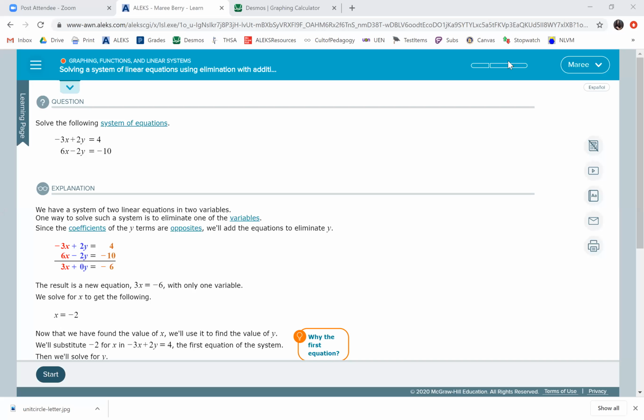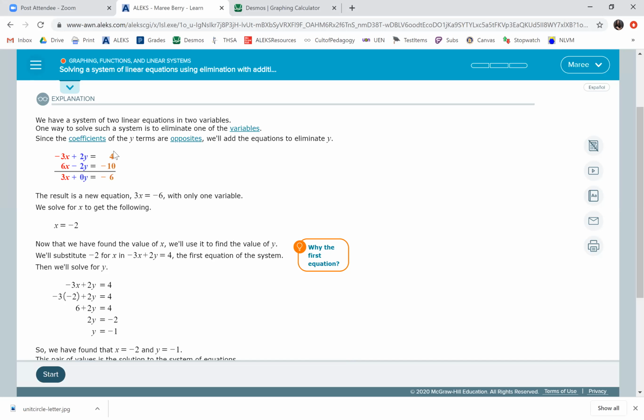I really like this topic because all you have to do is add the two equations together at the beginning. That's the first step. So when you add them, the y's are going to cancel because they're opposites. And when you add opposites, you get 0. So when you add the x's, you'll get 3x. When you add the negative 10 and 4, you'll get a negative 6. Divide by 3, and you already have your x.